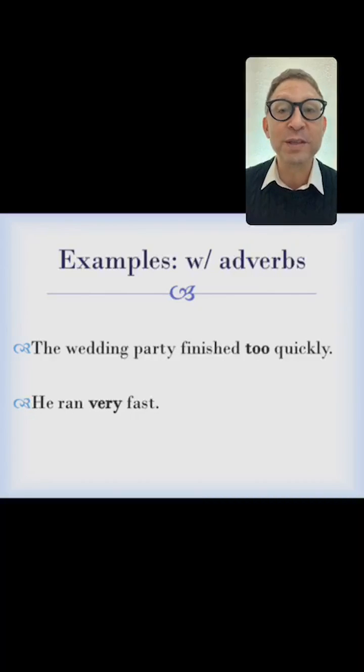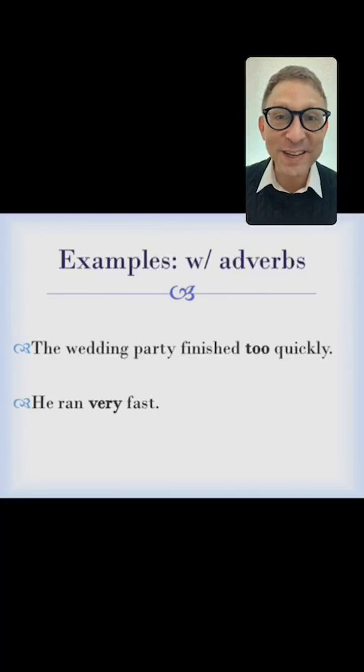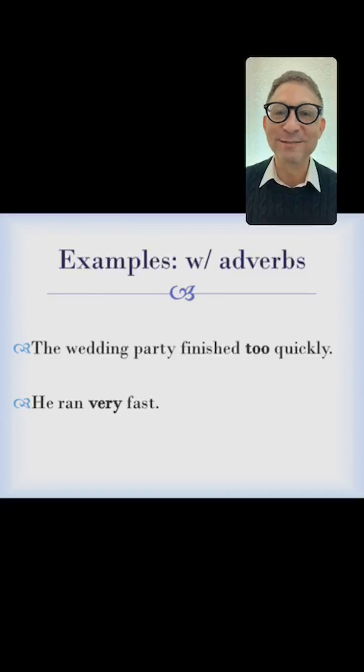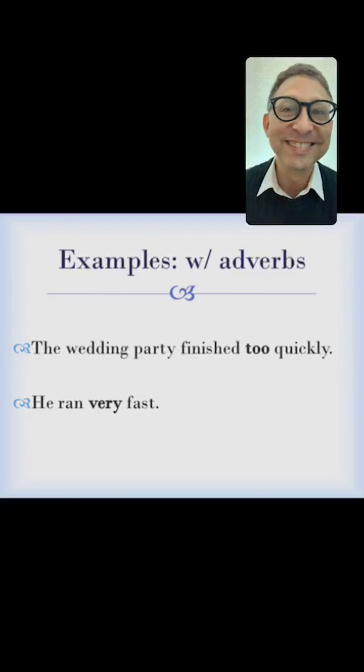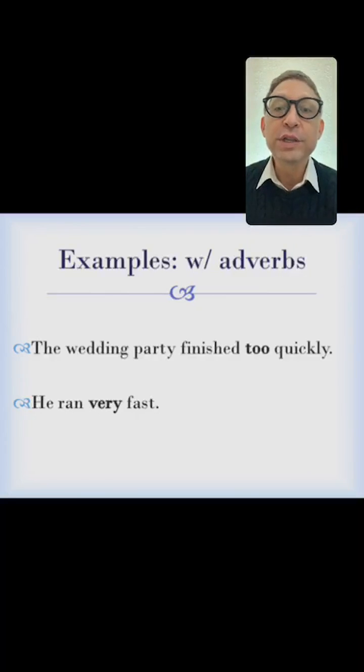And finished, of course, illuminates the aspects of the wedding party. We know that it finished. It is not still running or continuing. So we can see the relationship of each of these words in a sentence. Here we have a common one, I use very because we use very, very often. So I use it here, just so you know how it functions in the sentence.